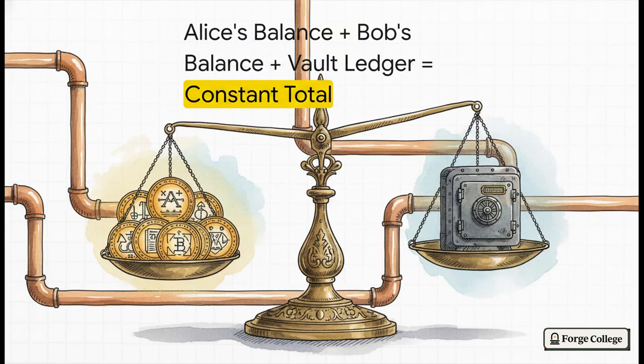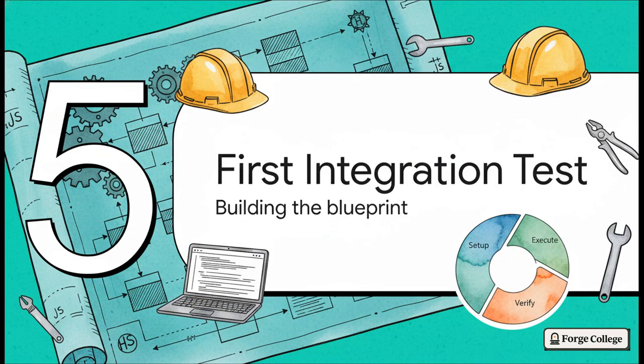Practically, this means that no matter how many tokens move from Alice to the router and finally into the vault, the underlying equation must always balance perfectly. Alice's balance plus Bob's balance plus the vault's ledger has to always equal a constant total. If it doesn't, well, then we have a leak, and a hacker somewhere is probably out buying a brand new yacht. Section 5, your first integration test, building the blueprint.